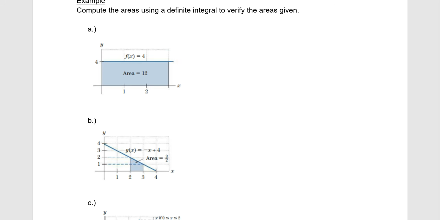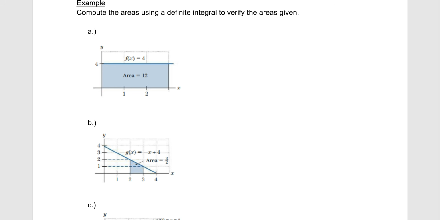So let's do some examples here. Let's compute the areas using a definite integral to verify the areas given. So this first one, we have this rectangular region from, it looks like it goes from 0 to 3, and then it's a horizontal line and it goes up to 4. So we know the area here is 12 because it's a rectangle. Area equals length times width. 3 times 4 is 12.